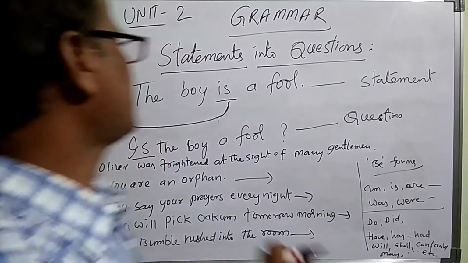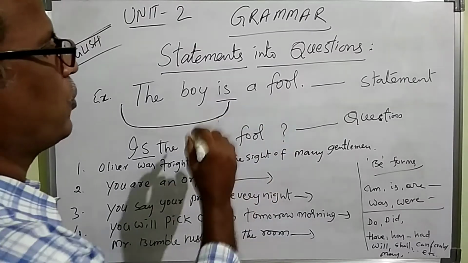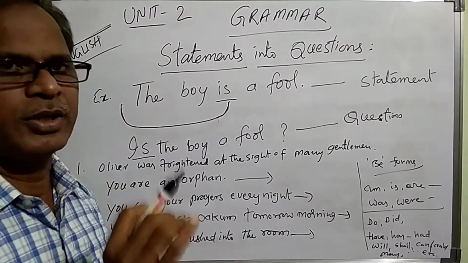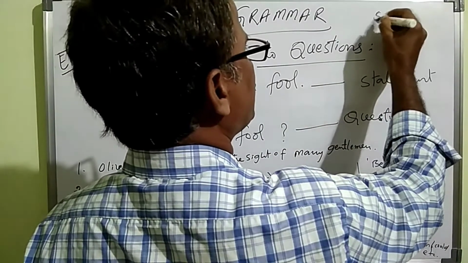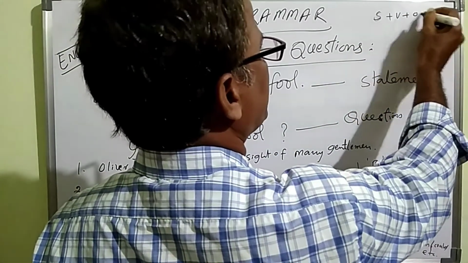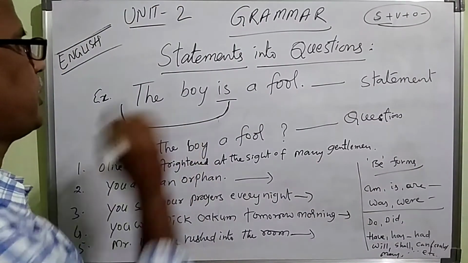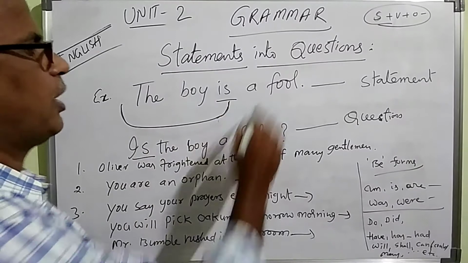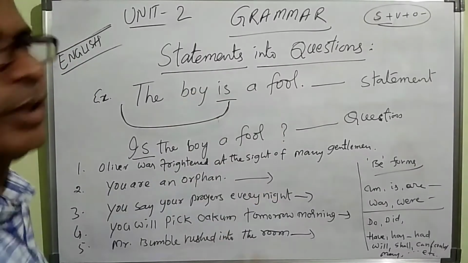So let me come to this one example. The boy is a fool. This is the statement. Statements generally begin with a subject, a verb form, and an object. These are all called statements. Here the subject is given: the boy is a fool. So this is a statement. And how to make it into a question?